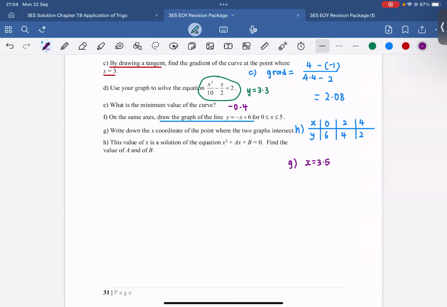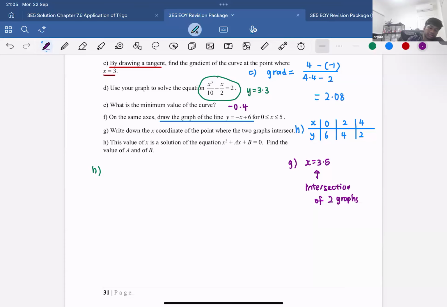Then finally, h. This value of x is the solution of this. Find the value of a and b. So how do you get this answer? This answer is the intersection. When we want the intersection of two graphs, anybody can tell me what we need to do? Draw a third graph.